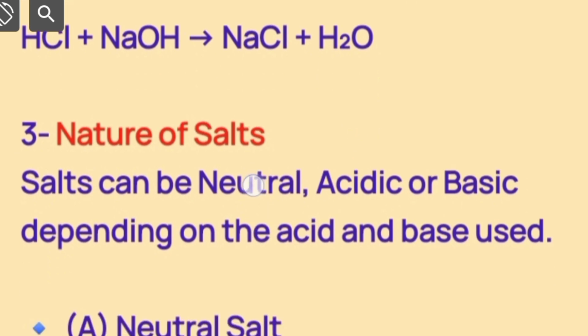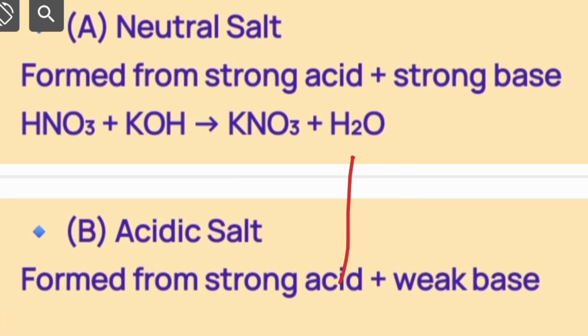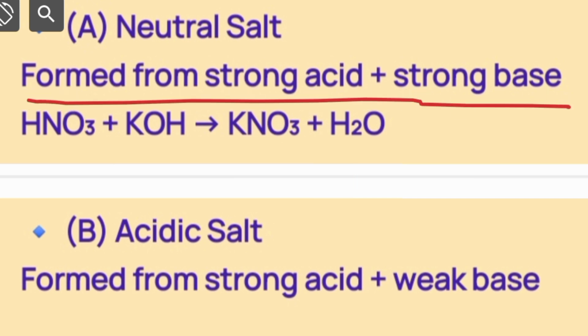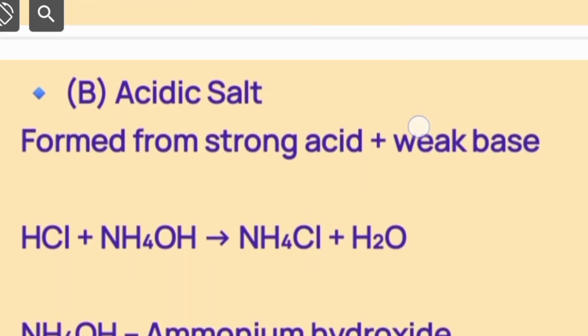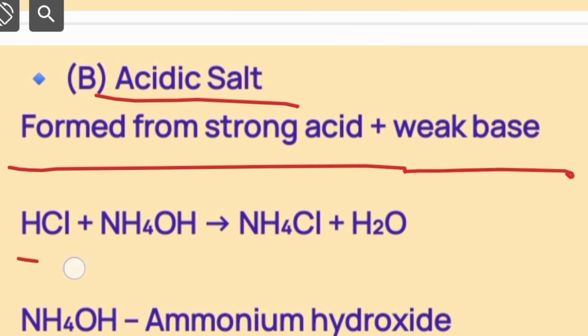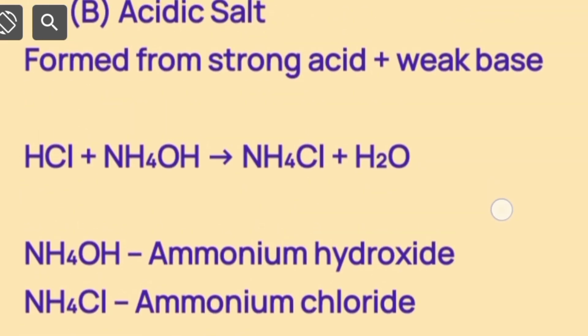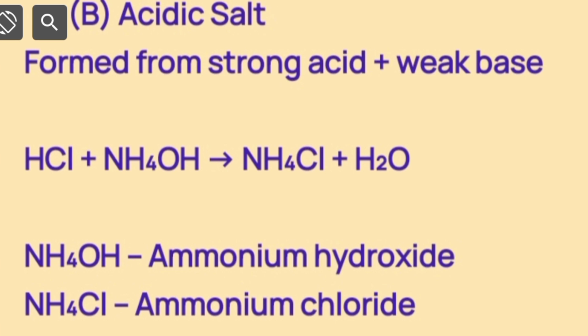Nature of salt. Salt can be neutral, acidic or basic depending on the acid or base used. First is neutral salt, formed from strong acid plus strong base. HNO3 strong acid, KOH strong base forms neutral salt KNO3 plus water. Acidic salt is formed from strong acid and weak base. HCl is strong acid, NH4OH is weak base. It forms NH4Cl plus H2O. Here NH4OH is ammonium hydroxide and NH4Cl is ammonium chloride, acidic salt.